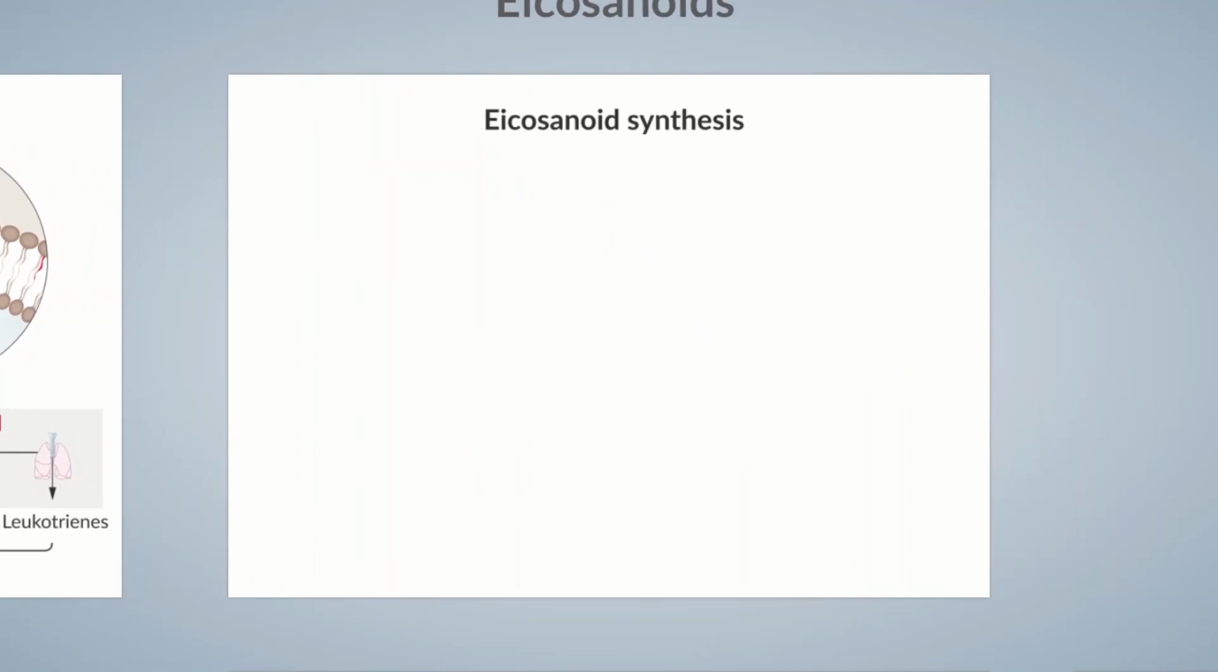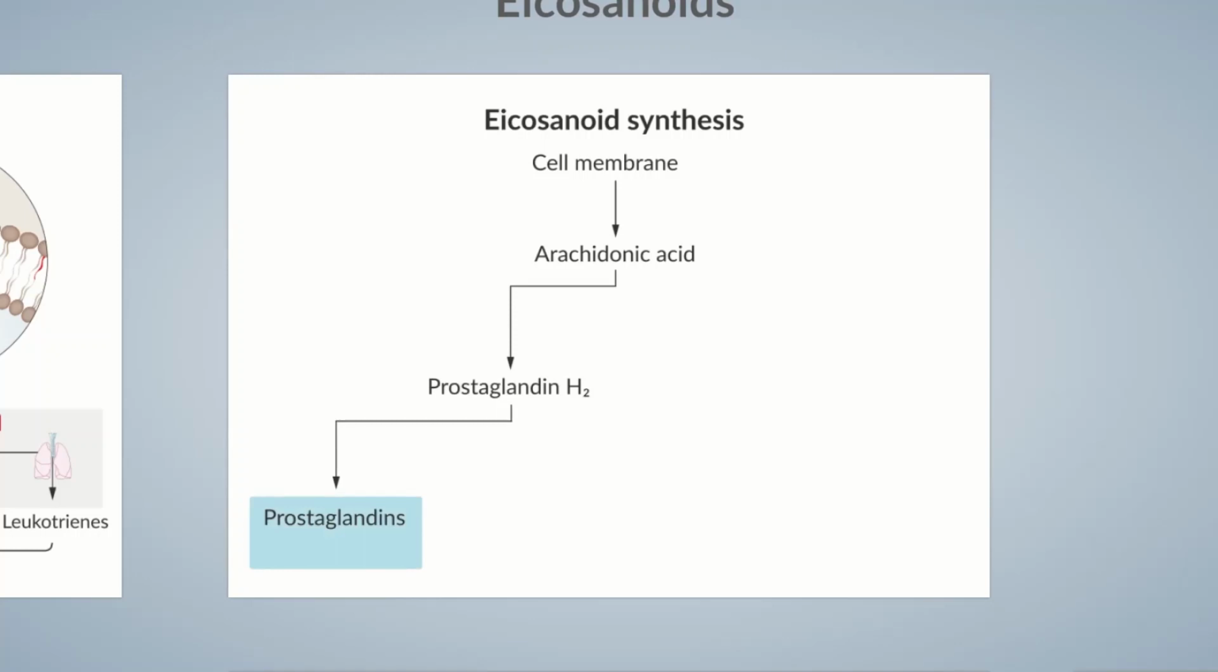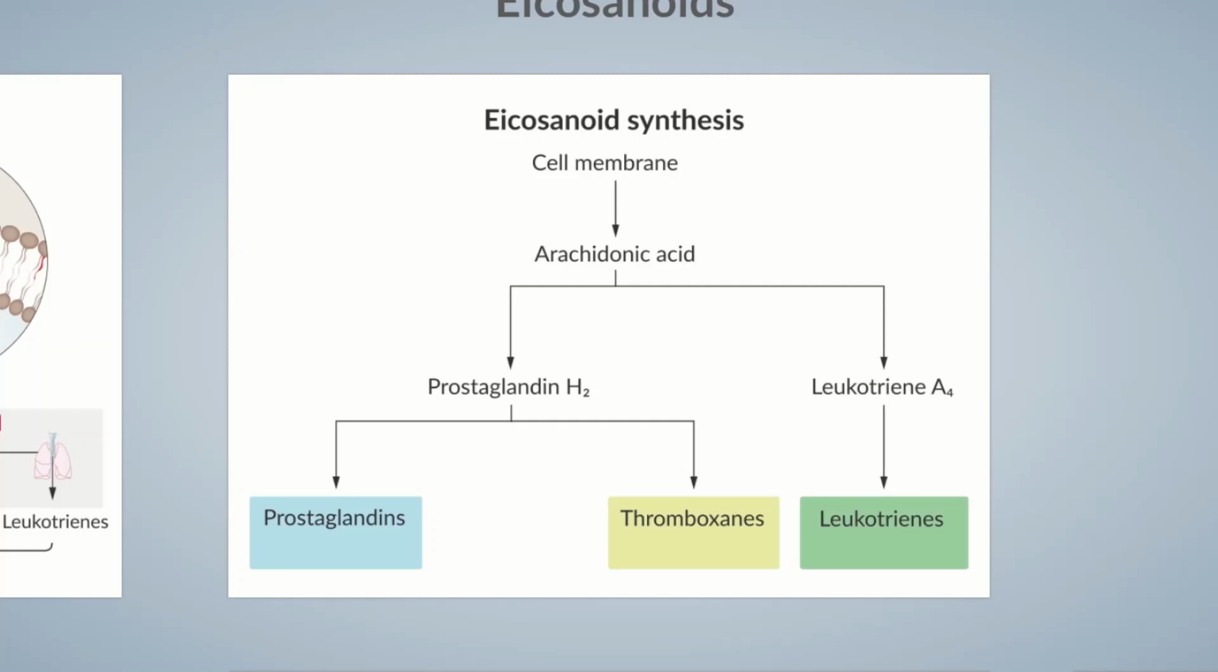Eicosanoid synthesis begins with fatty acids from the cell membrane. The most important of these fatty acids is arachidonic acid. On the one hand, prostaglandin H2 is synthesized from arachidonic acid, which is the starting point for the synthesis of other prostaglandins and thromboxanes. On the other hand, arachidonic acid also gives rise to leukotriene A4, from which additional leukotrienes are formed. Let's go more in depth and look at some examples of important eicosanoids.